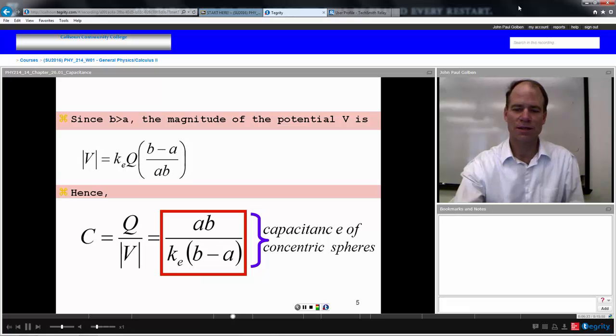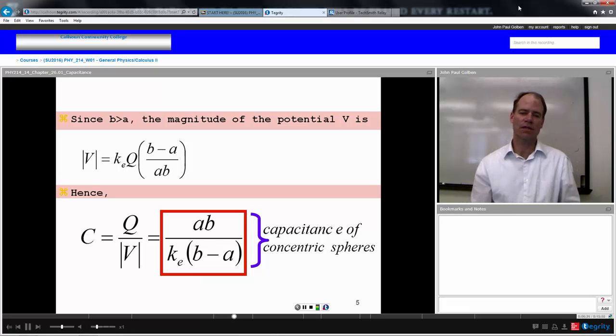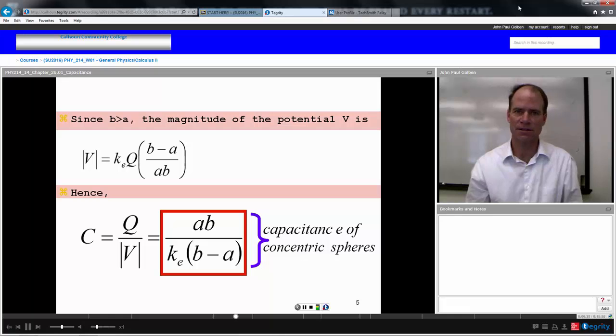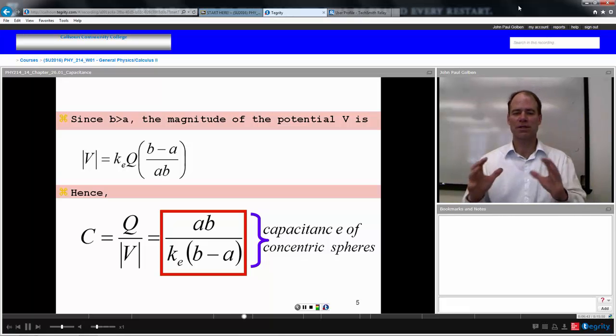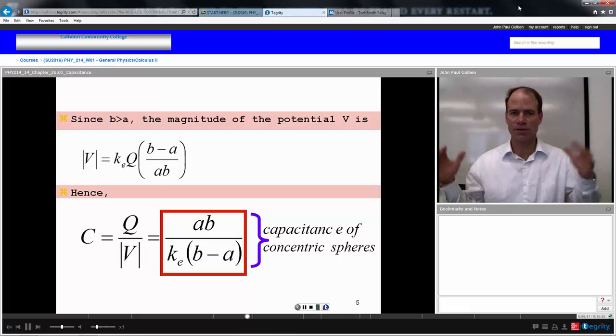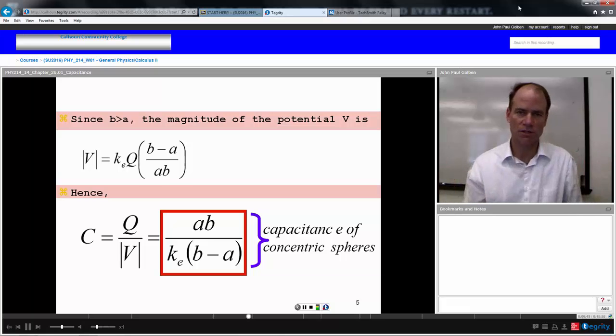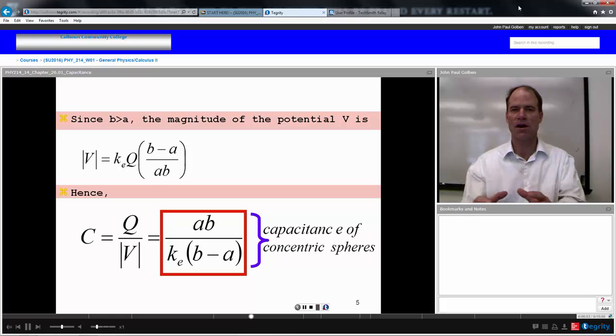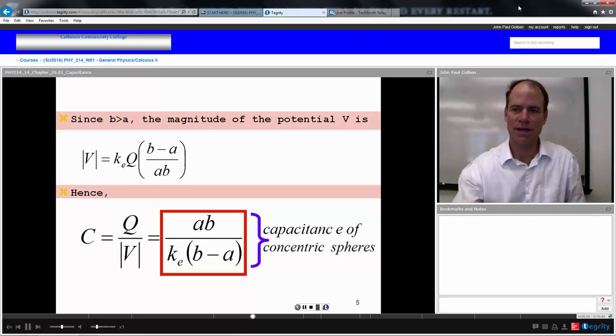What's cool about this result is that it only depends on geometric factors. It only depends on the radius A, the radius B, and a constant, our famous K constant, 1 over 4 pi epsilon naught, or 9 times 10 to the 9. So you could build these capacitors based on those specifications in the factory without having to know what charge you're going to try to put on it or the voltage you're trying to put on it. It's basically based on geometric factors.